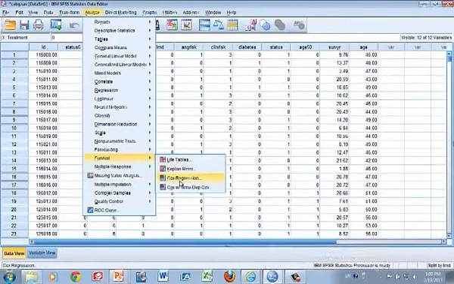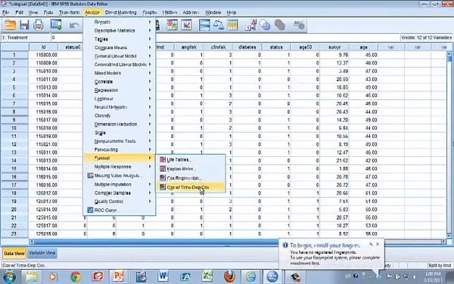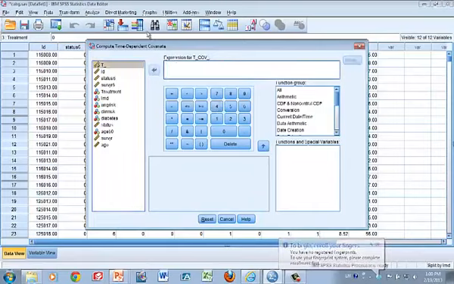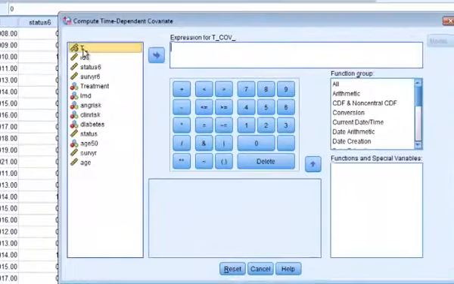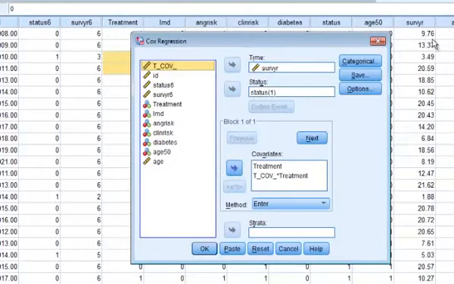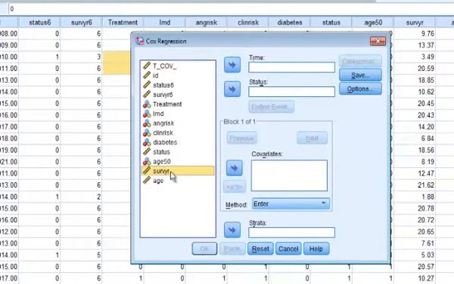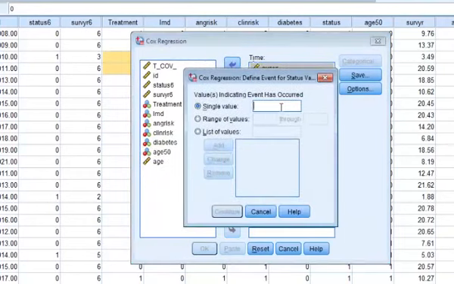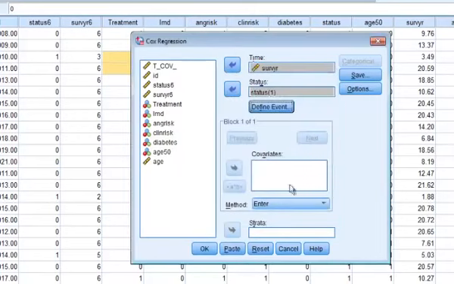Instead of going to Cox regression, we go to Cox with time dependent covariate. The first thing we do is highlight this T underscore and put it in the expression box. Then we let SPSS know where we want to cut. I'm going to cut at 7 years, so you put T underscore greater than 7. Then click model. The time variable is survey year and the status variable is status, and we called 1 for death, so put 1 in this box.